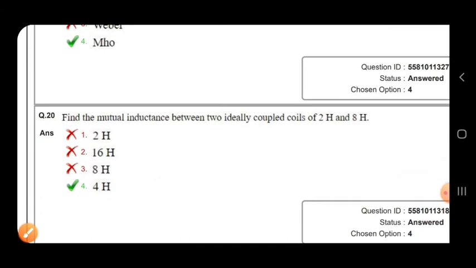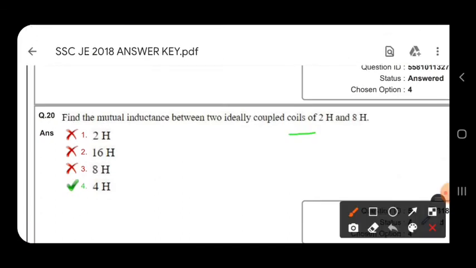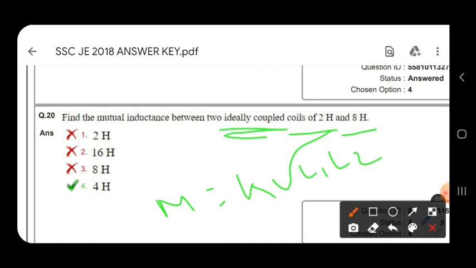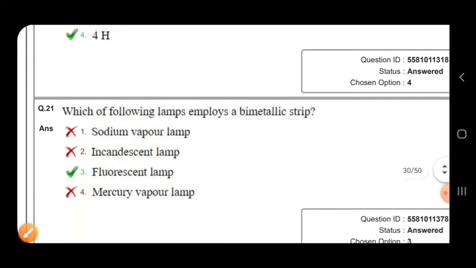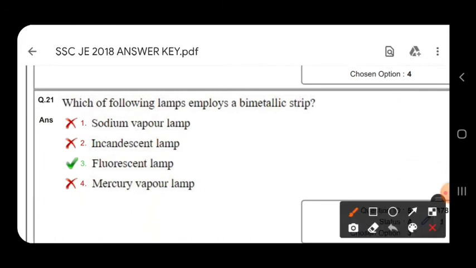Find the mutual inductance between two ideally coupled coils of 2 Henry and 8 Henry. Use the formula M equals K root of L1 L2. Ideally coupled means tightly coupled, and in the case of tight coupling the value of K is 1. L1 is 2, L2 is 8. So 2 into 8 equals 16, and root 16 equals 4. Which of the following lamps employs a bimetallic strip? A bimetallic strip is used in a fluorescent lamp in the starter. Option number 3 is correct.